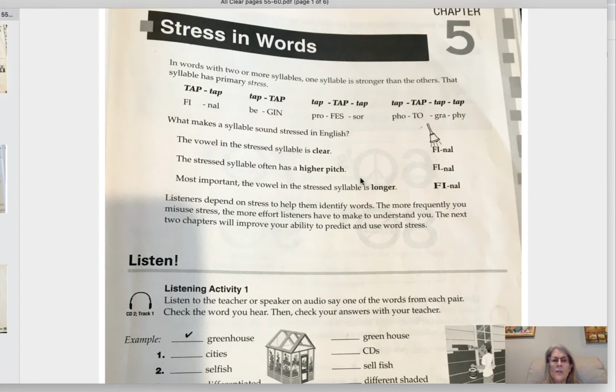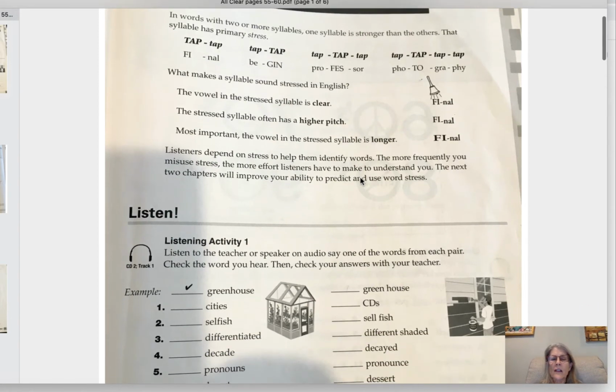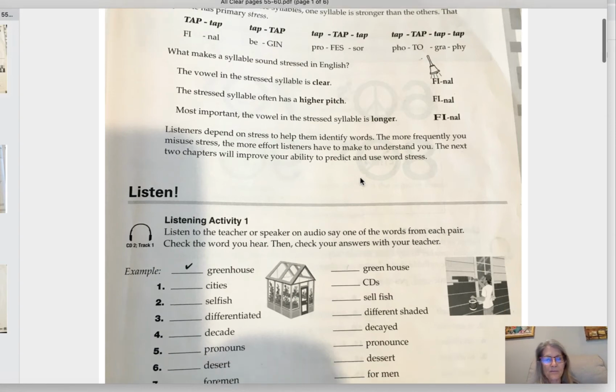Okay, so when we misuse stress, that's when speakers don't understand you. And our chapter 5 and chapter 6 will improve your ability to predict where you're going to put that word stress. Not only do you practice it when you hear it, but if you can make yourself look at the rule, then the more you recognize words that follow that rule, the better you are going to be at identifying it, okay? So let's take a look.